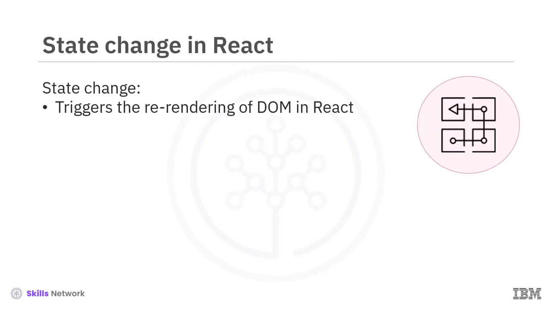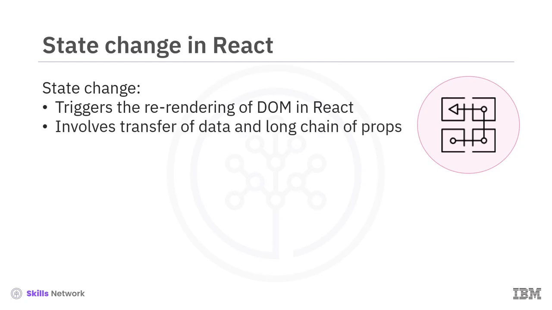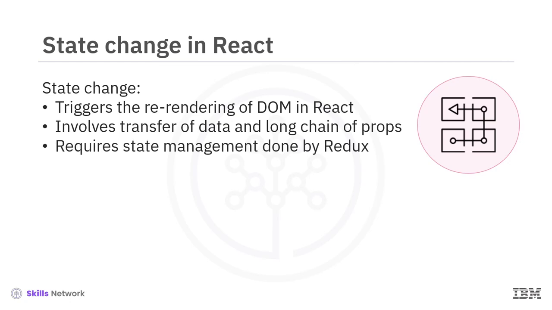In a React application, state stores the properties of a component. When the state of a component changes, React responds by triggering the re-rendering of the document object model, or DOM. As the application expands, it becomes difficult to manage the state in your application. The change in the state may involve the transfer of data between components and a long chain of props that can result in a complicated application code. The solution to this problem is offered by Redux.